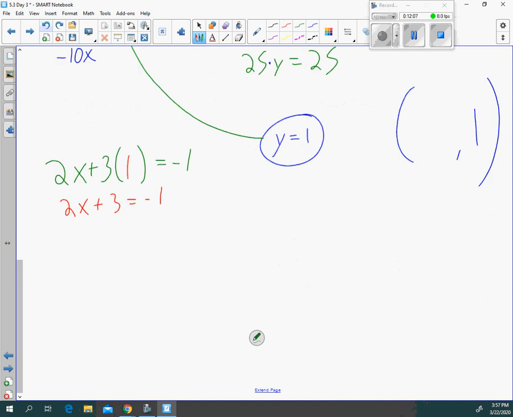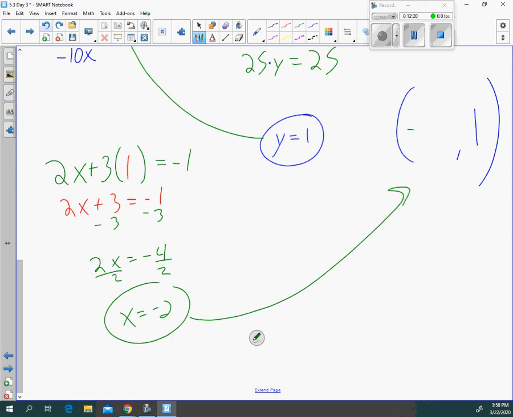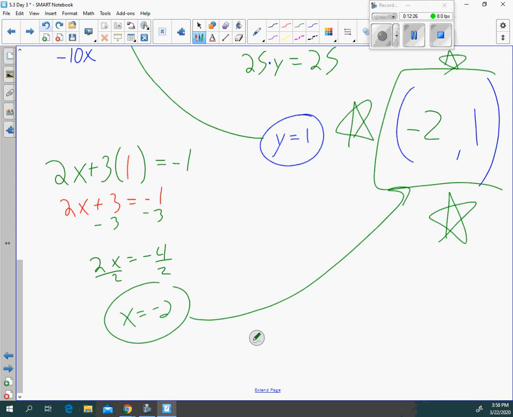Scroll up a bit. Minus 3. 2x equals negative 4. That means the answer is going to be negative 2. Woohoo! Put that in over there. Negative 2. That's my awesome answer. Okay? Give yourselves a pat on the back. We're done with this section. We're gonna call it a day with that one, okay?